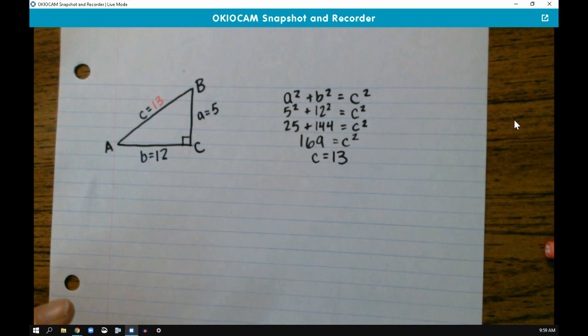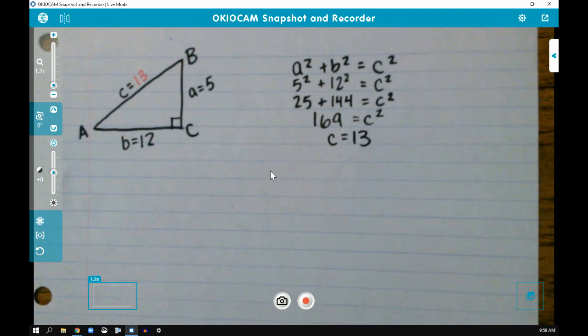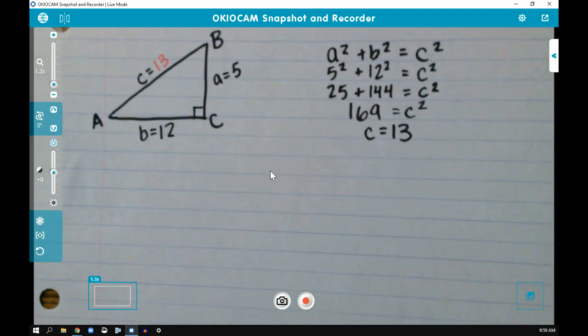Any questions right now on finding that missing side length? I was so far zoomed out.